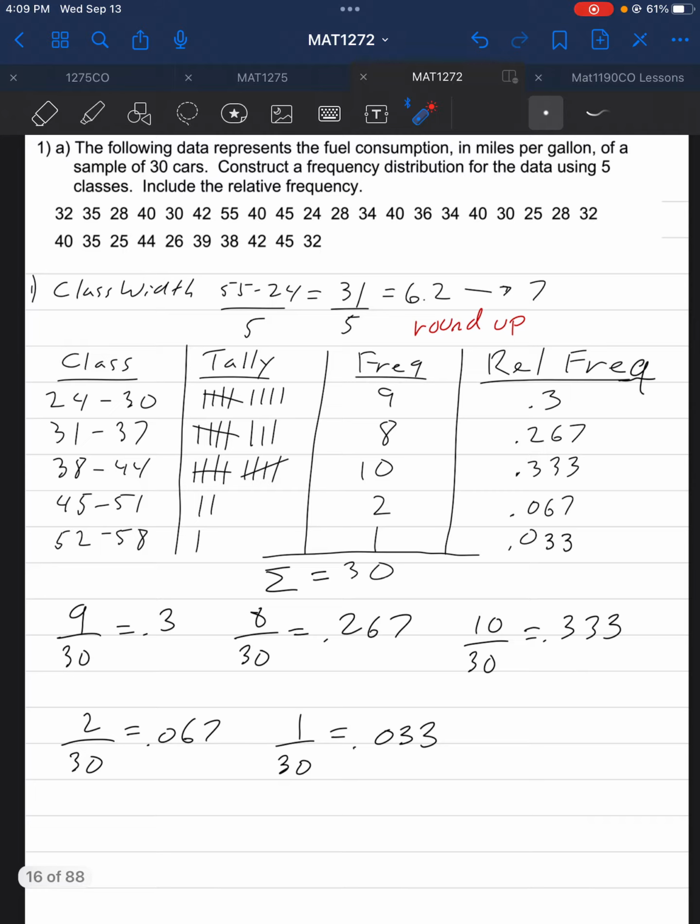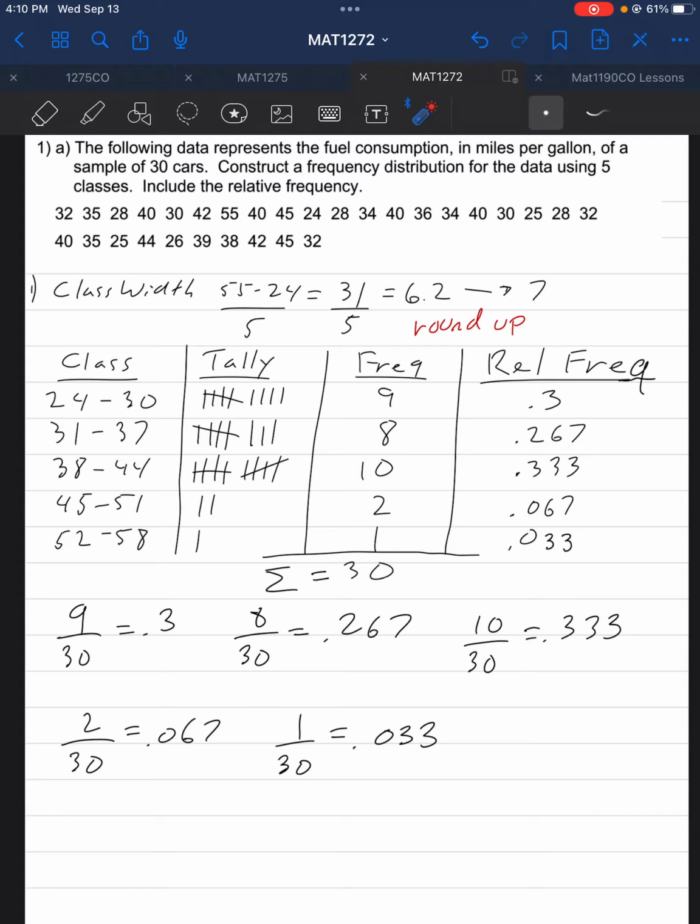The largest value in this data set is 55. The lowest value in the data set is 24. So finding the range, 55 minus 24 is 31. Divide that by 5, the number of classes we need, we get 6.2. And this number should always be rounded up to the nearest integer, which in this case is 7.